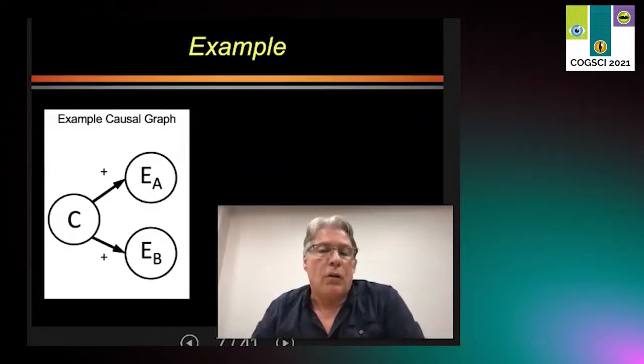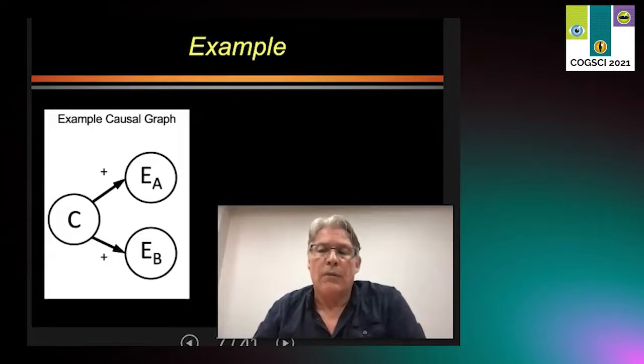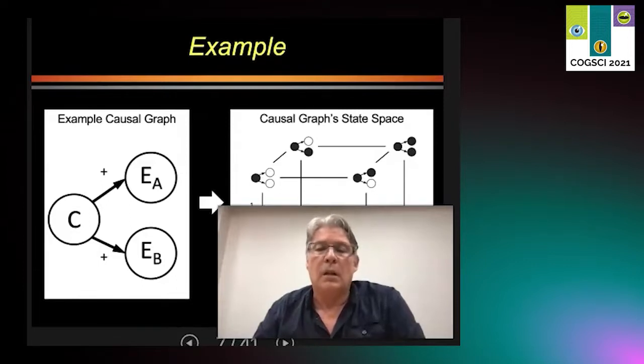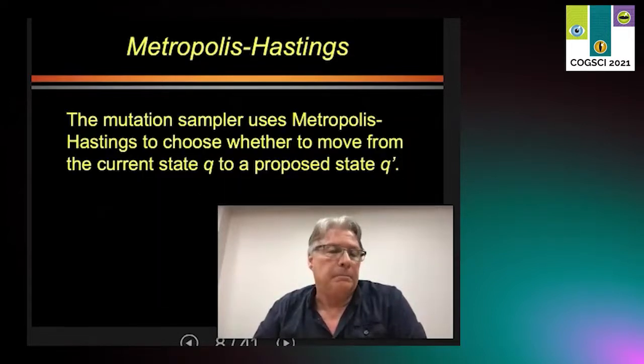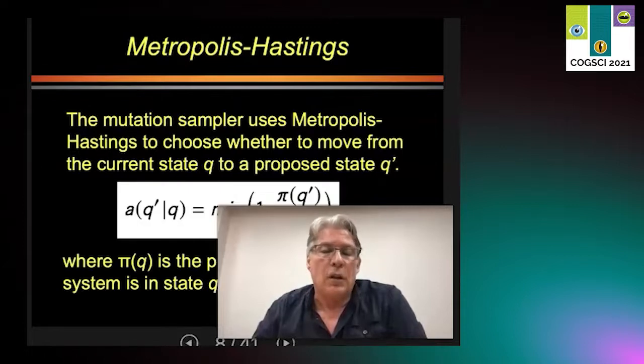Here's an example of a simple causal graph in which variable C is a cause of both effect variable A and effect variable B. And here is the state space of this graph, assuming that variables are binary. In each of the 8 states, filled-in circles mean that a variable is present, and open circles mean that it's absent. The mutation sampler sequentially samples these states by using the Metropolis-Hastings rule to choose whether to move from the current state, here called Q, to a new proposed state Q prime. This function yields the probability of whether in fact the transition occurs. That probability is the ratio of the likelihood the system is in the proposed state and the likelihood that it's in the current state.